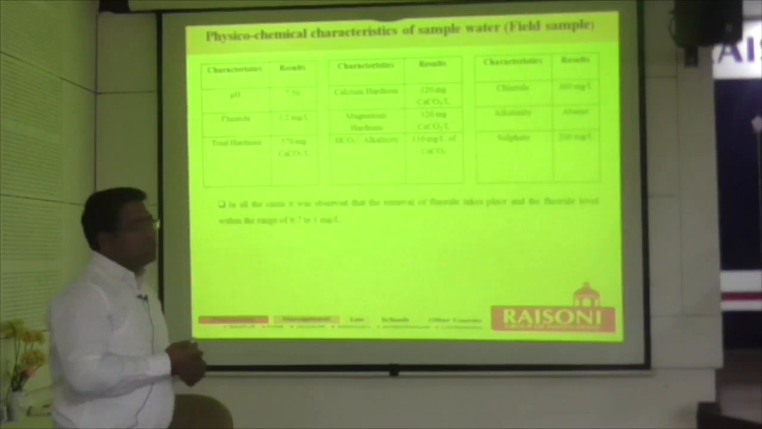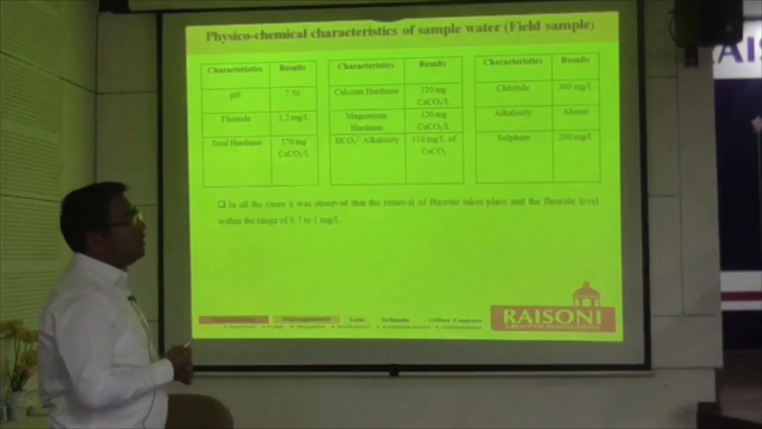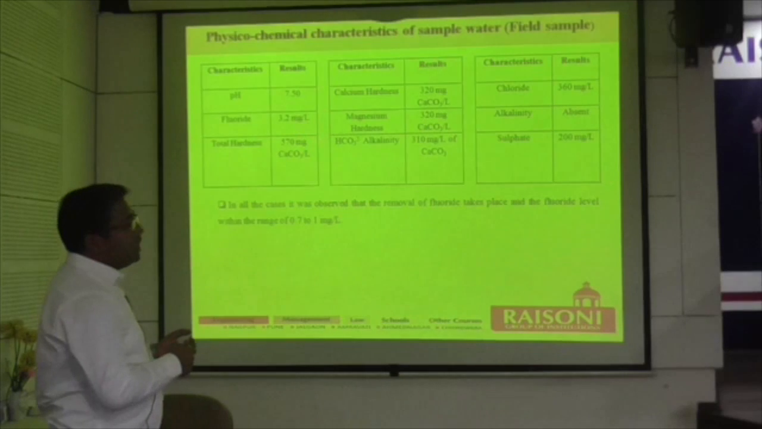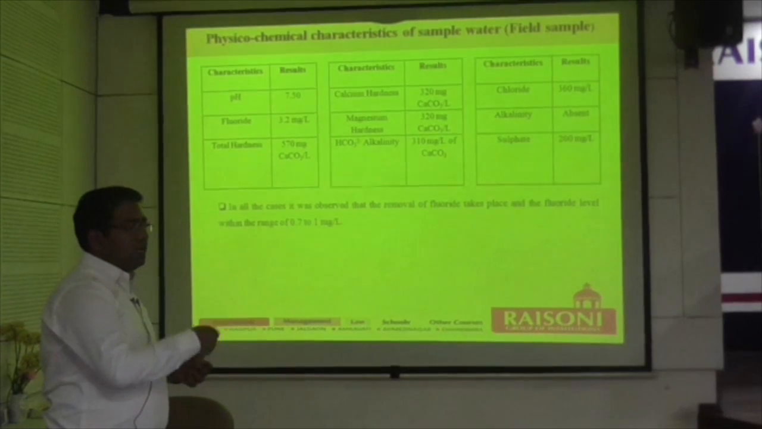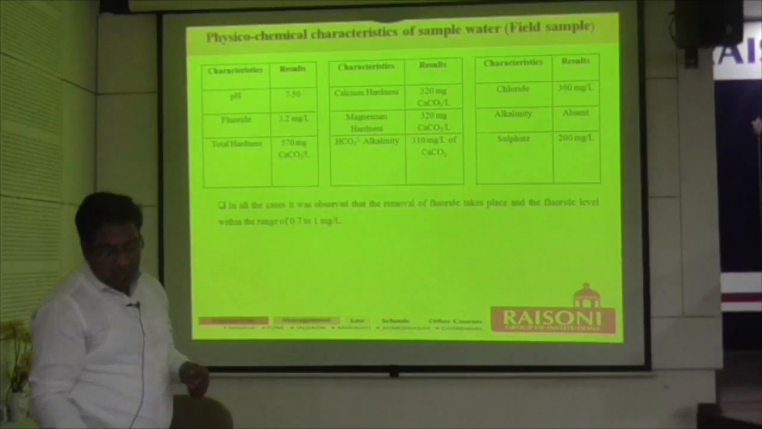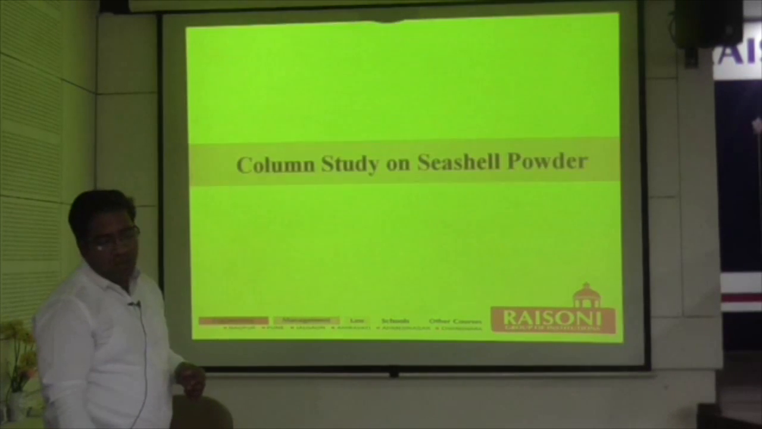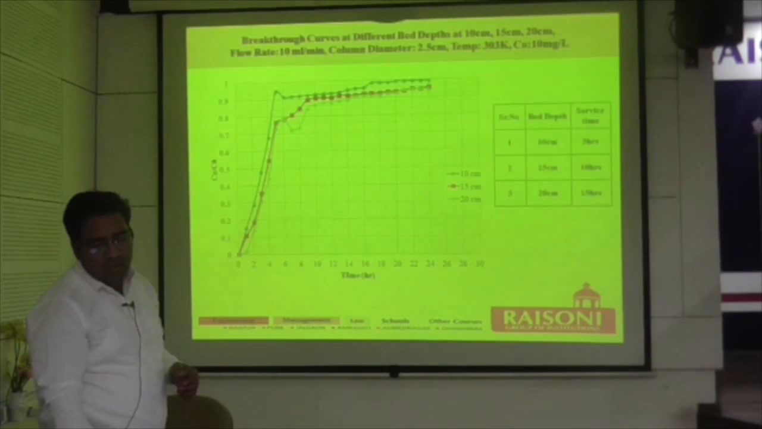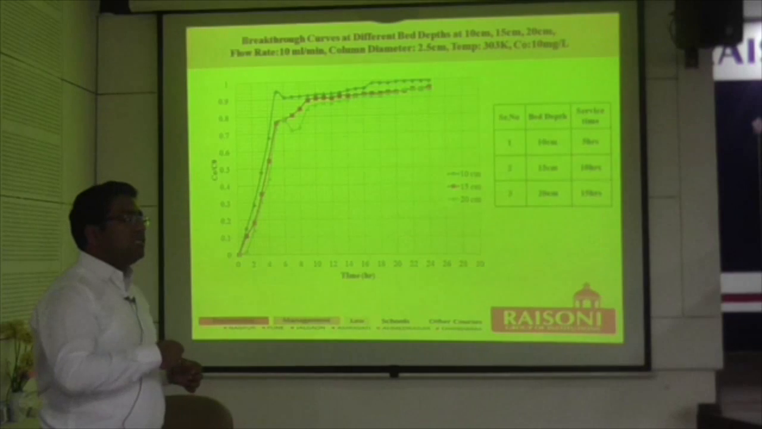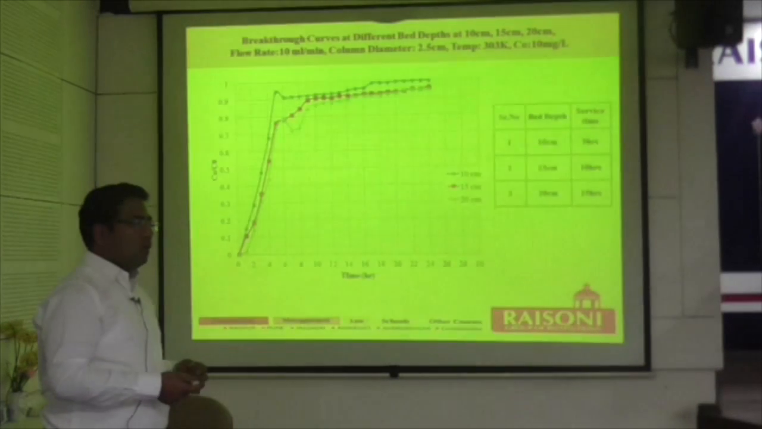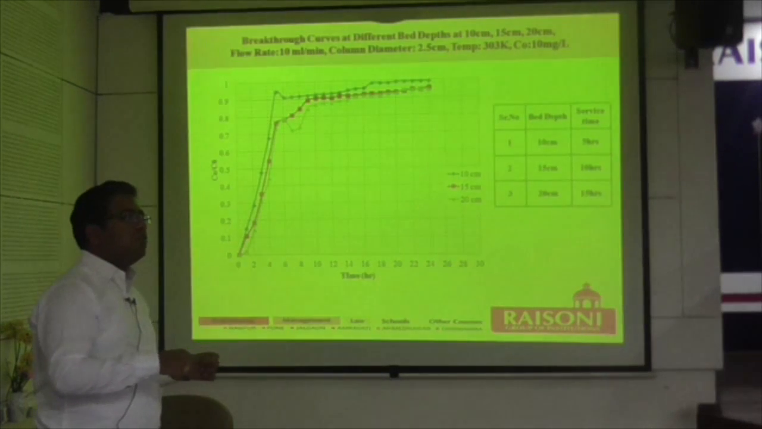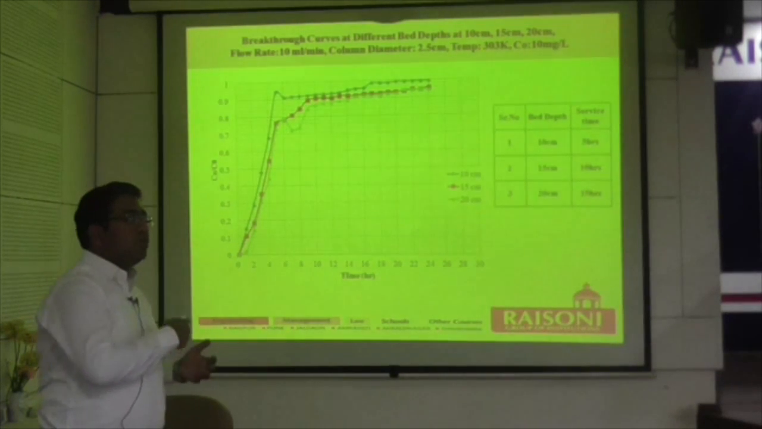Then the physico-chemical characteristic of the water sample. I have taken a field sample that was 3.2 mg per liter. Then it is treated by the adsorbents, and all the readings are coming between this range 0.7 to 1. Then column study is done. Based on my adsorption batch study, I found that seashell powder is having good adsorption values. We can say this is the optimum adsorbent which is good in all respects.